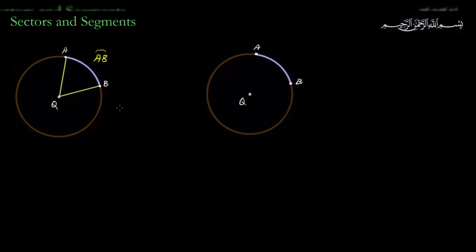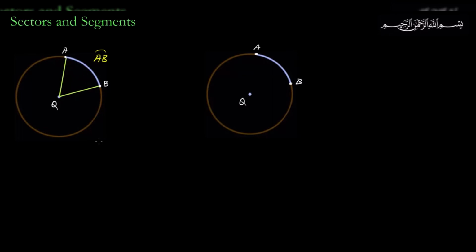A sector of a circle is a region that is bounded by 2 radii and an arc of the circle. So you describe a sector based on its boundaries. It's bounded by 2 radii and an arc. So a sector of a circle is a region of the circle that is bounded by the 2 radii and the arc that's between the 2 radii. So this is a sector.